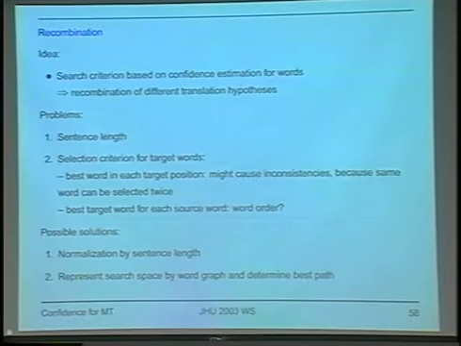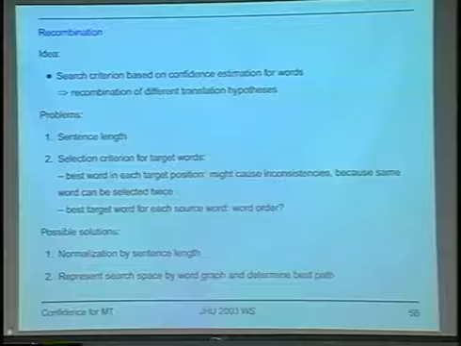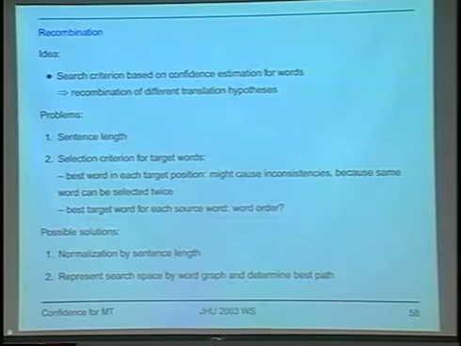have the problem of a criterion for selection of the target words. Like if we pick the best target word for each target position, we have the problem that we can have inconsistencies because the same word might pop up in different positions because it might always have the best confidence in this position. And the way to overcome this might be to represent the search space in a word graph, because there we can implicitly encode only valid paths, so we won't run into that problem.